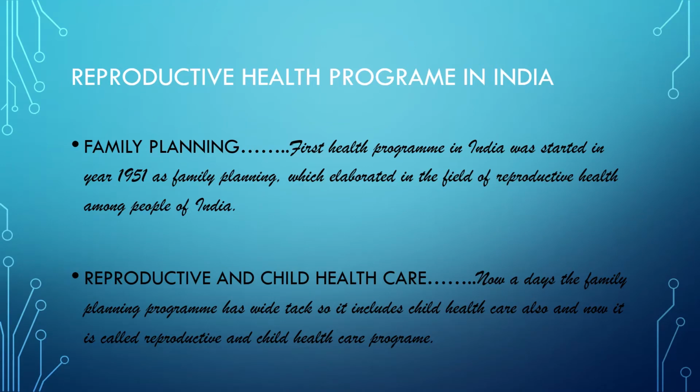Now, what is the reproductive health program in India? In 1951, the Indian government used the term family planning. It is a program that we call the family planning program, which elaborates in the field of reproductive health among the citizens of India. Later, as time changed and more things were included, this family planning program was reintroduced with another name, that is the reproductive and child health care.